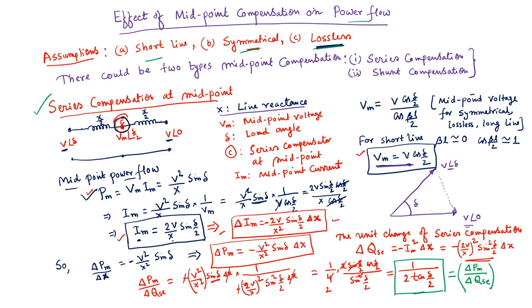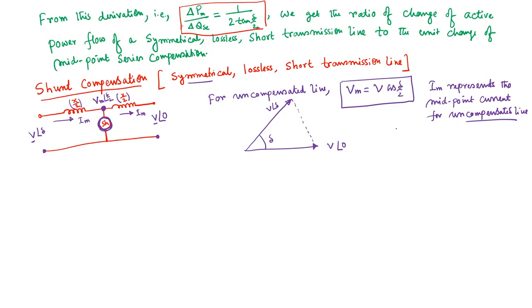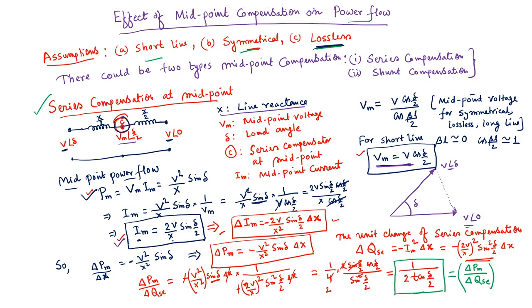And you have seen that we also derived that this Vm is having angle delta by 2, and as we know for a symmetrical line, Im is also having the same phase as Vm. So, Im magnitude is also determined over here. From this particular expression, Im magnitude is also determined, and the angle also we know that it is delta by 2. So, we know that the Im magnitude is 2V divided by x. So, this we already derived in the last page here. So, Im is equal to 2V by x sin delta by 2.